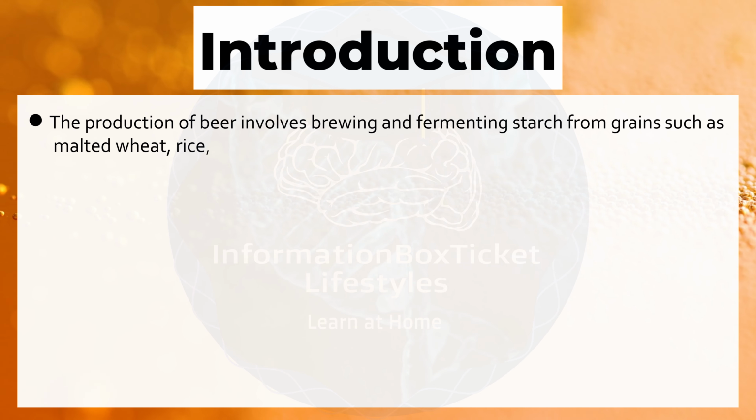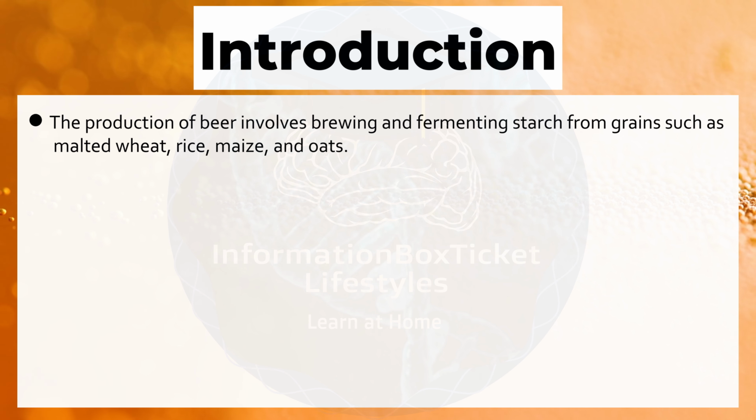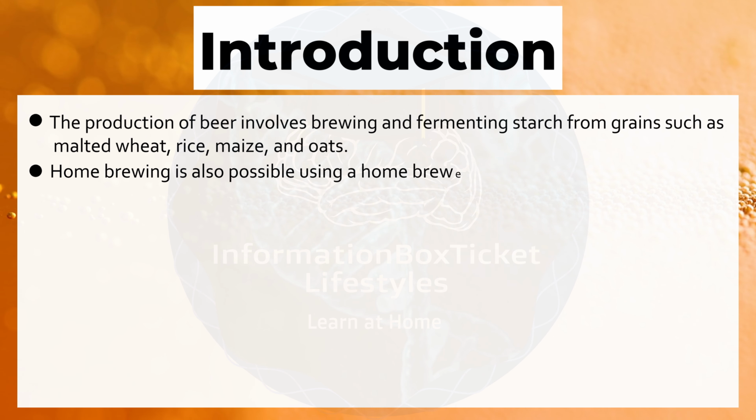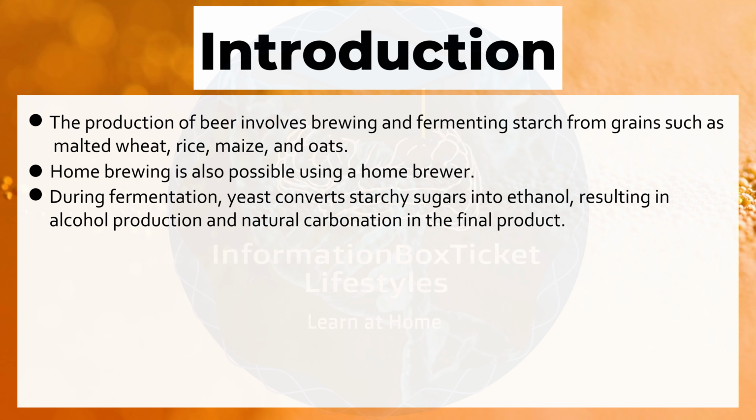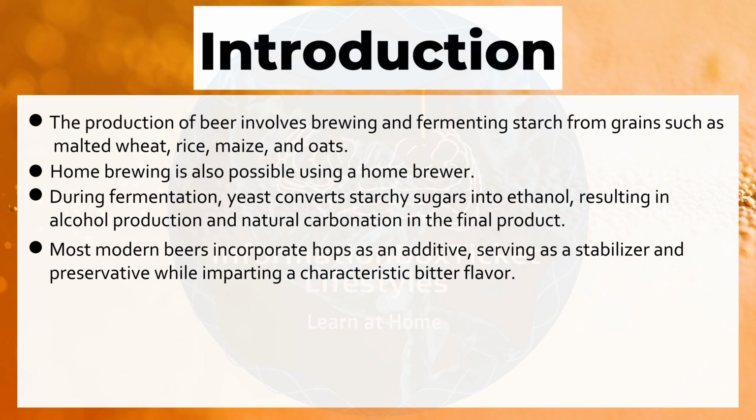The production of beer involves brewing and fermenting starch from grains such as malted wheat, rice, maize, and oats. Home brewing is also possible using a home brewer. During fermentation, yeast converts starchy sugars into ethanol, resulting in alcohol production and natural carbonation in the final product. Most modern beers incorporate hops as an additive, serving as a stabilizer and preservative while imparting a characteristic bitter flavor.